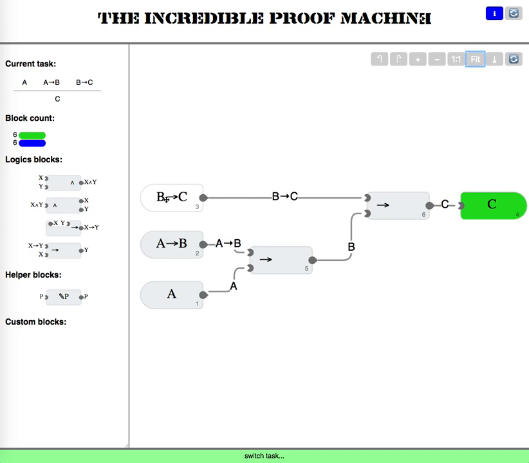We kind of start with these three things. And then our logic system gives us the ability to break these apart. And when we combine these two ideas together, we basically get B. And we combine the idea of B and B implies C together, we basically get C. That's really all it's saying.